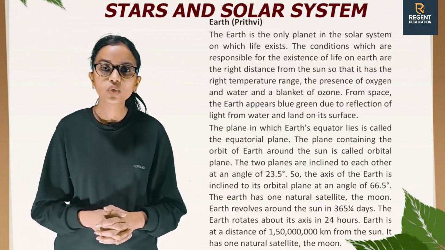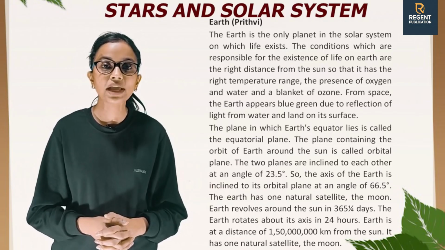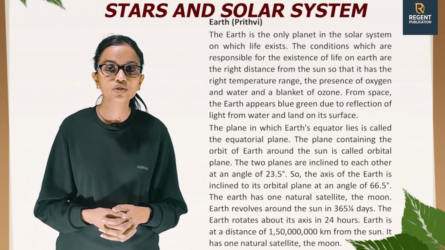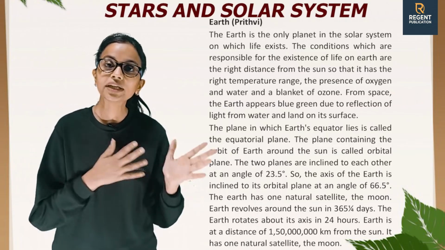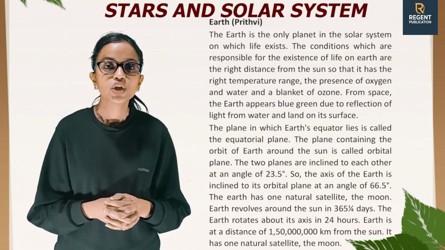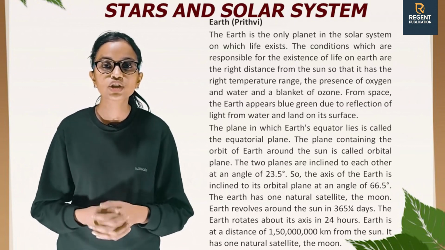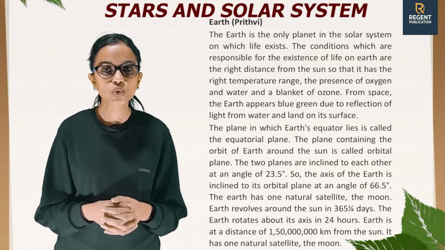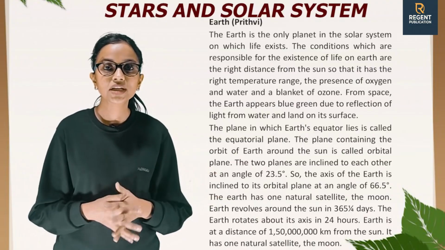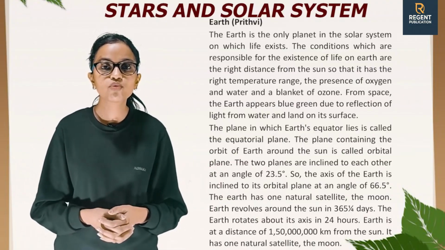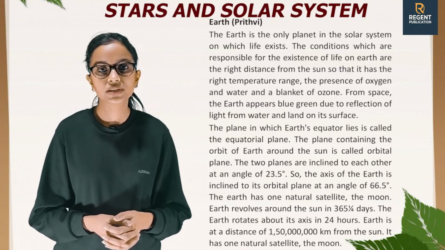Earth, that is Prithvi. The Earth is the only planet in the solar system on which life exists. The conditions which are responsible for the existence of life on Earth are the right distance from the Sun, so that it has the right temperature range, the presence of oxygen and water, and a blanket of ozone. From space, the Earth appears blue-green due to reflection of light from water and land on its surface.